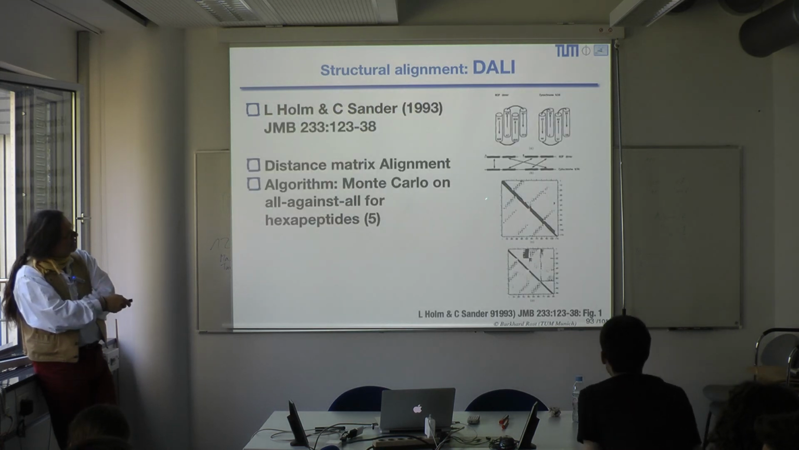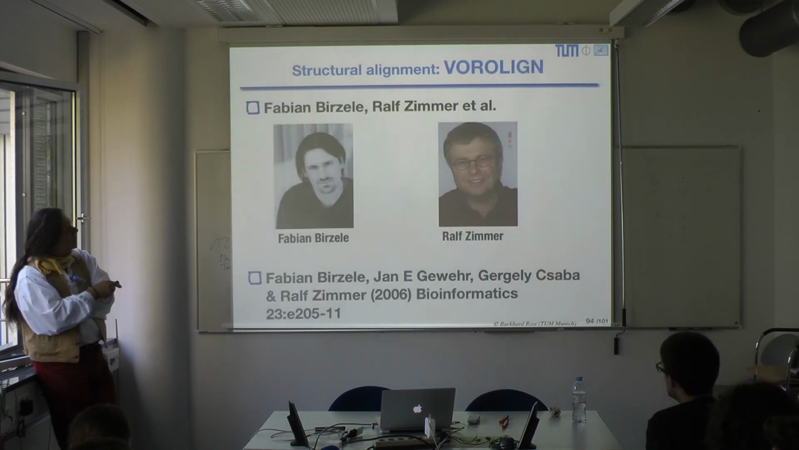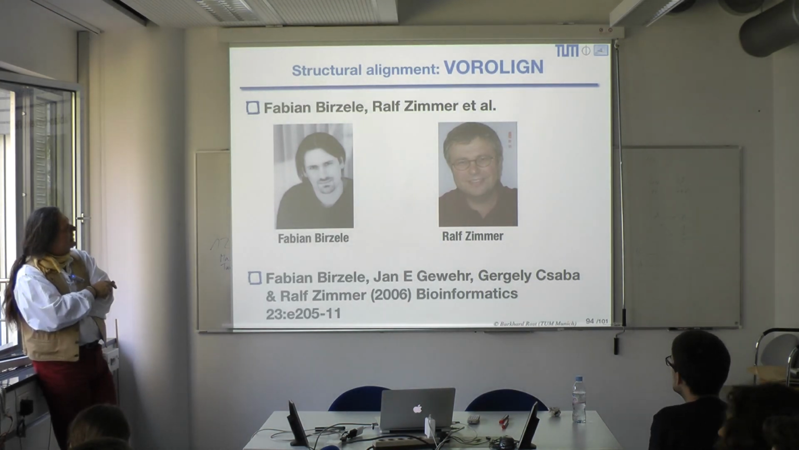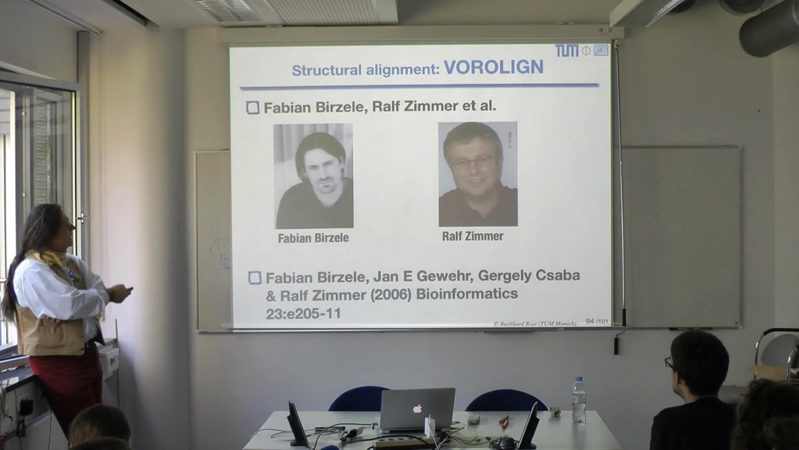And again, the idea is you look at these two distance maps and you cut out areas in these distance maps, and you slide these areas through and compare these. You find all the possible comparisons by Monte Carlo, so by simulation. Here is one that comes from Munich, Voro Line, Fabian Birtzle and Ralf Zimmer, you all know.